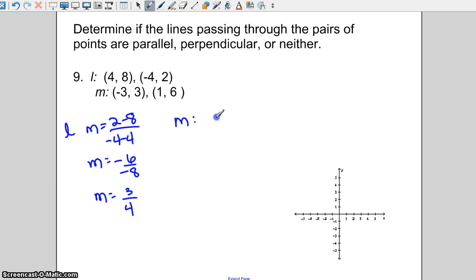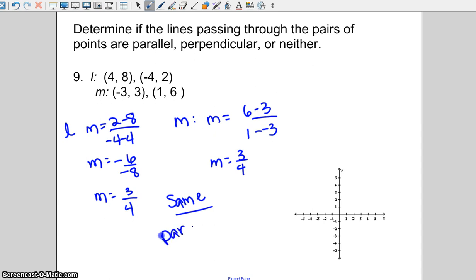Now let's check line M. 6 minus 3 divided by 1 minus -3 is 3/4. And these slopes are the same, so the two lines are parallel. And again, if you want to plot those points, you can, and you will see that they are parallel.